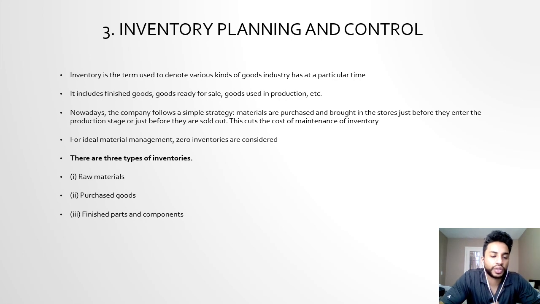Inventory planning and control. There are three types of inventories: raw material, purchased goods, and finished parts and components. Basically, you have to make sure you're planning and controlling your inventory. You know what you want, when you want it, and you have total control over it. There are three types of inventories that you do this for: your raw materials, your purchased goods, and your finished parts and components. You need to know exactly what you have in stock and when you have it coming in. So it's very important.